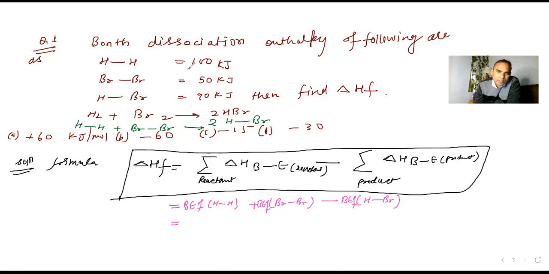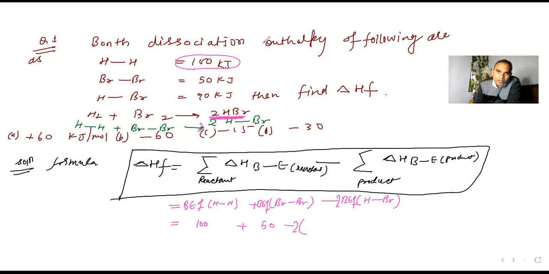They have said that is 100. Yes or no? So I am mentioning here 100, then here Br, this is 50. Then again this is going to be minus. Here HBr is 90, but before that 2 is there, 2 into BE. Why did I put 2 here? Here you can see the coefficient, how many are there? 2 coefficient are there.